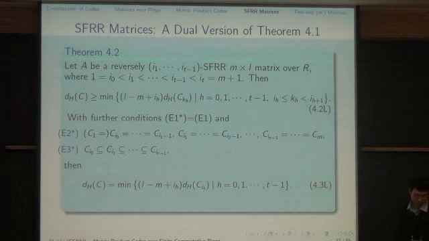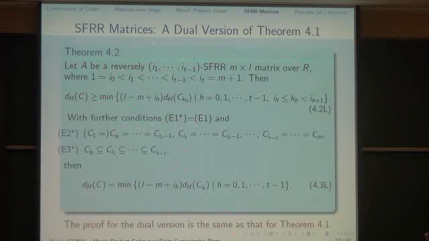And this is a dual version for theorem 4.1. Here, if A is invertible, then we have this result. And the proof is the same. It's similar to the proof of theorem 4.1.